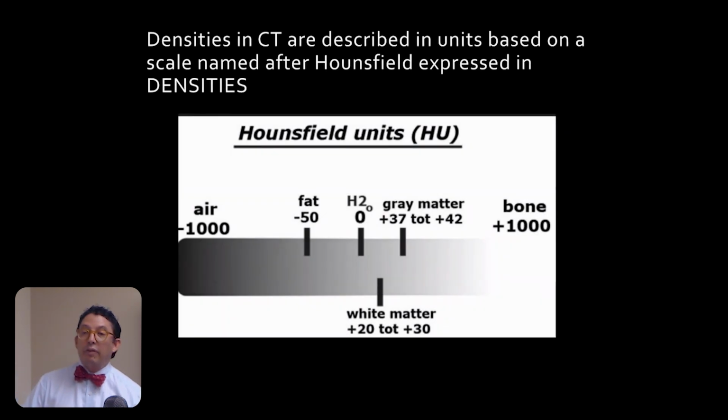So this is just a summary of how densities are, and we call the units that define densities Hounsfield units in honor of Dr. Hounsfield, where water is in the middle, air is on the very dark side like Star Wars, and bone is going to be on the very bright side. So in the middle of those, between water and bone, you get the gray and the white matter, and between water and air, you get the fat.